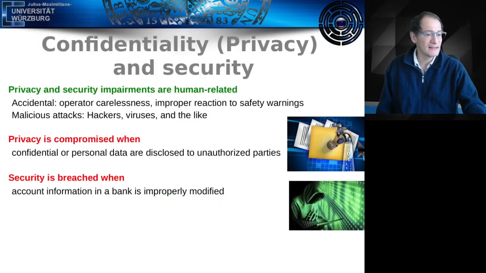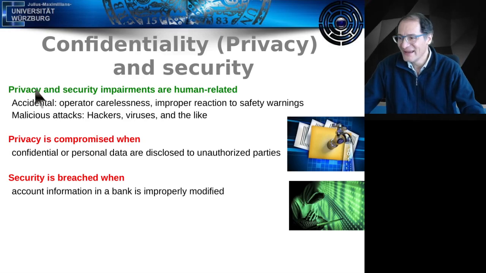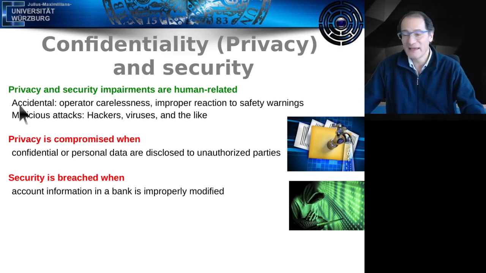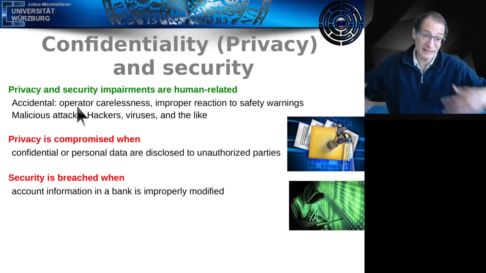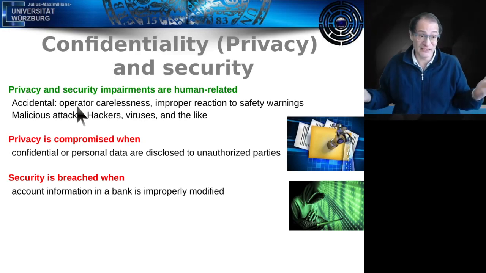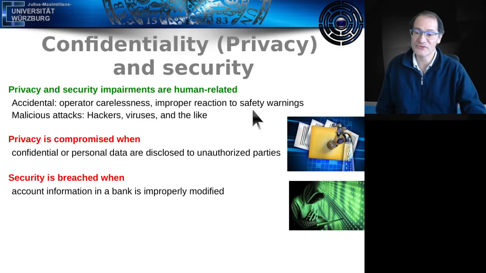Okay, now a few words about confidentiality and security. I said before, privacy and security impairments are human-related. It can be accidental or with malicious attack. If it is accidental, for example, operator careless, he didn't take care, it was not a bad intention, but he released the data or changed unintentionally data in the system, control information, for example, or improper reaction to safety warnings. Malicious attacks are hackers, viruses, and the like.